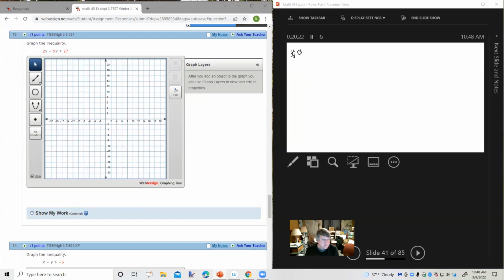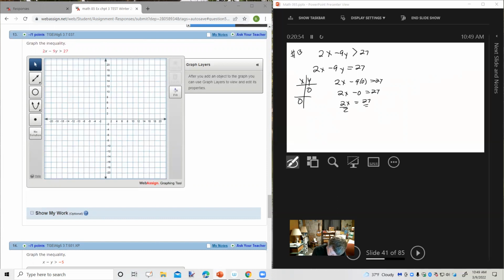Graph the inequality. Okay, so my inequality is 2x minus 9y greater than 27. So first of all, I'm going to look at the related equation, and then I'm going to find a couple of ordered pairs. I'm going to go ahead and find the x and y intercepts. If y is 0, I get 2x minus 9 times 0 equals 27. 2x minus 0 equals 27. 2x equals 27. Divide by 2, x equals 27 halves.